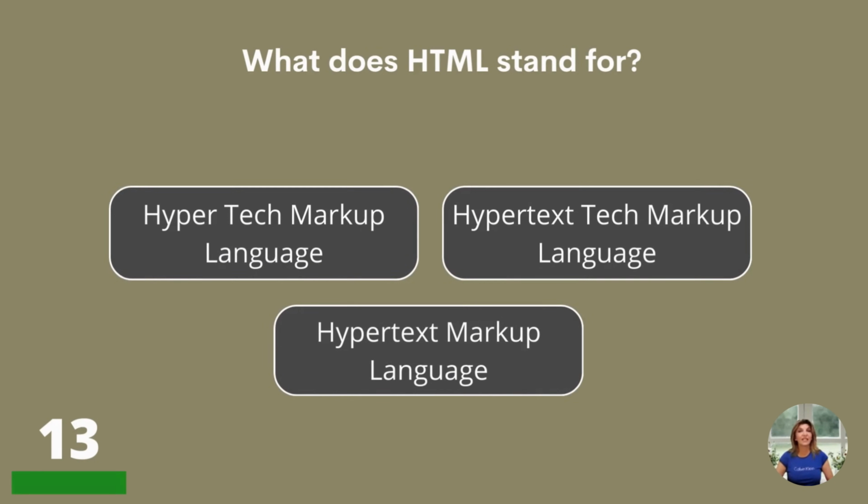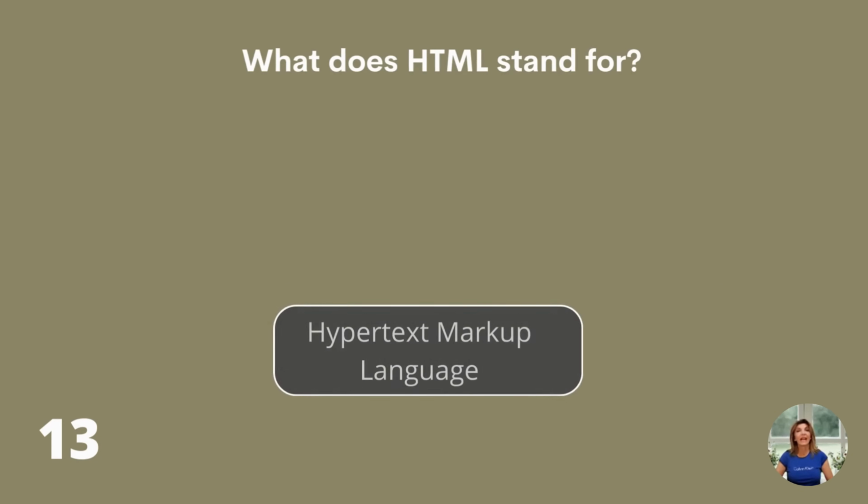What does HTML stand for? Hypertext Markup Language, Hypertext Tech Markup Language, or Hypertext Markup Language? Hypertext Markup Language.